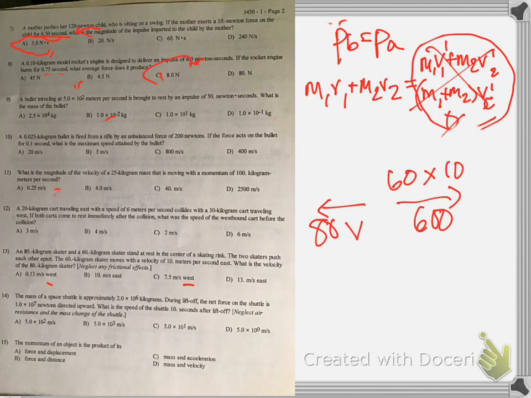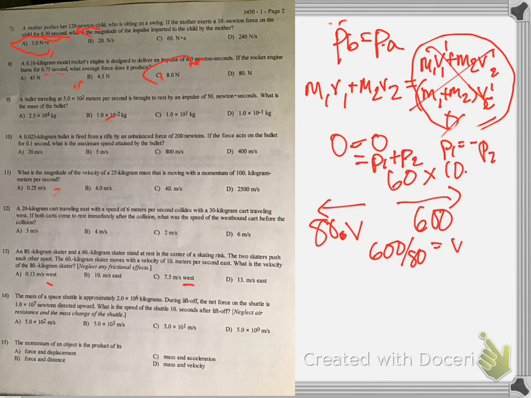At what speed? So 80 times V of the second skater has to equal 60 times 10. P before equals P after. 0 equals P of the one skater plus P of the other, which means P1 is equal to negative P2. So 600 divided by 80 is what V is. I believe it's 7.5 west. 2 more questions and then we're done.